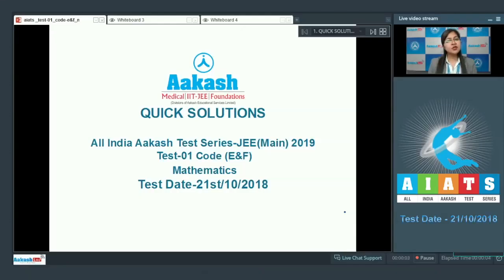Hello everyone. Today we will be discussing the quick solutions of All India AATS Test Series JEE Main 2019 Test 1 Code E and F Mathematics, which was held on 21st October 2018.